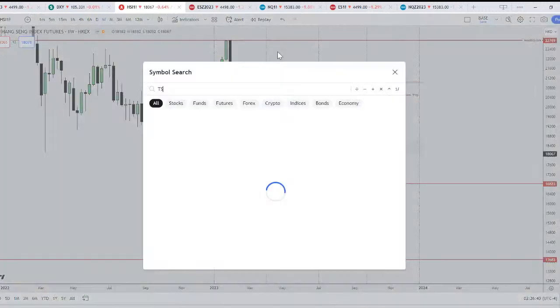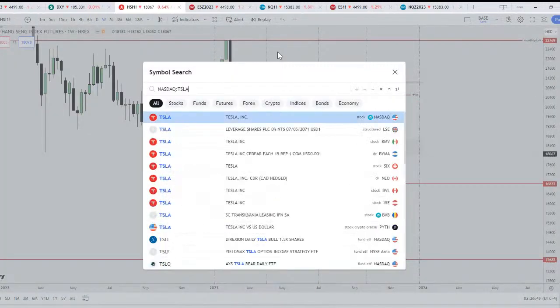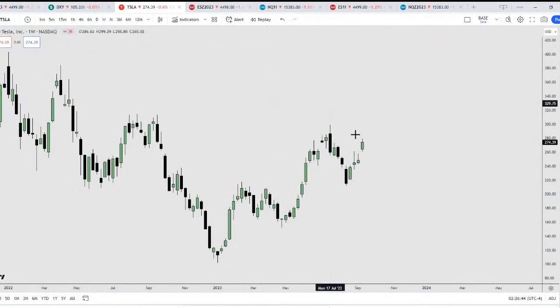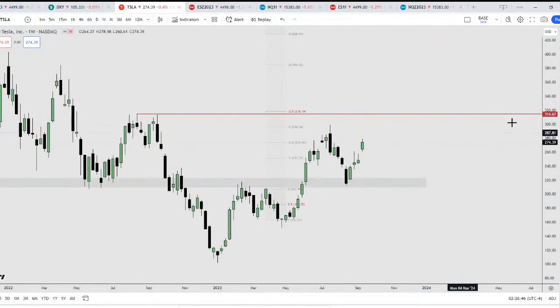Right now, let's move into Tesla. I'm just going to cover one or two. Tesla, I'm looking at 314. Okay, let's see if it respects this order block down here. But I really like 314 before we even consider any downside. Okay, for Tesla, that is what I would prefer.